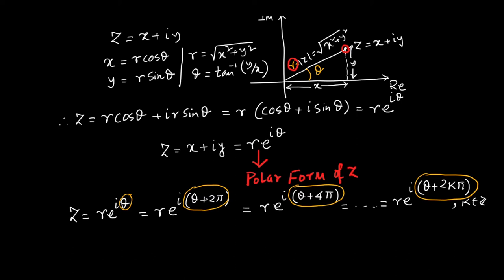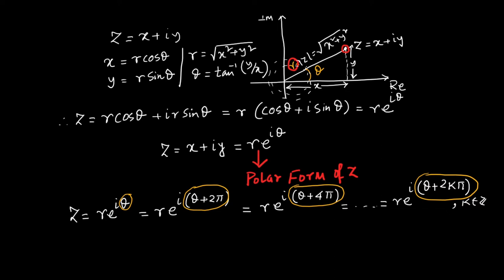That means we will get the same complex number for theta plus 2 pi, theta minus 2 pi, theta plus 4 pi, theta minus 4 pi. So that means theta is not unique. We can get the same complex number for different values of theta. You can just plot and you can check. Theta plus 4 pi will again come back to the same place.